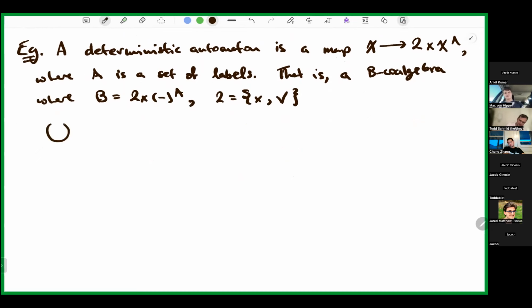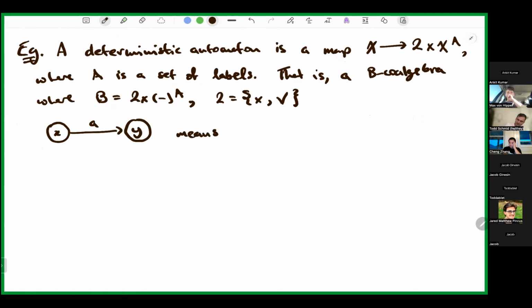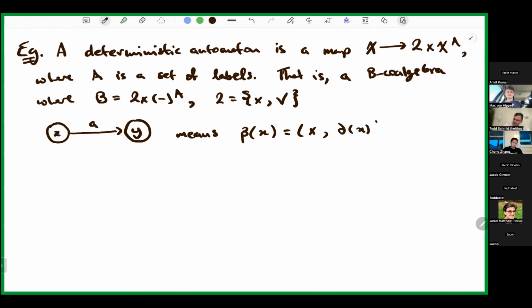I'm going to write that X makes a transition to Y. If we look at the outgoing transitions of X, this is going to be a pair which consists of a thumbs down emoji and just a map, which I'm going to write as partial X. If we take the A derivative of X, we're going to land on the state Y. This is some sort of graphical notation I'm going to use.